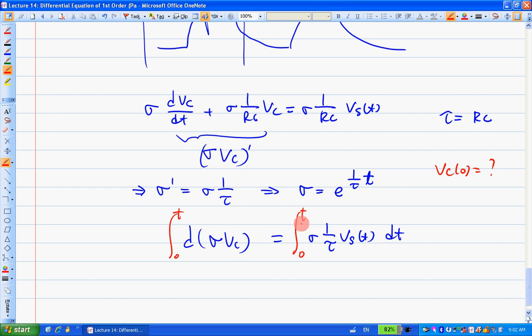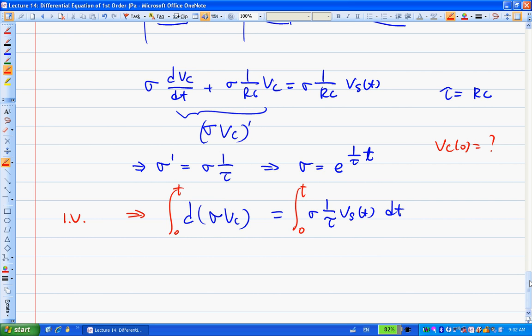And we integrate to t, so we're interested in a general response at any time in the future beyond 0. Right? So that's why we integrate to t. Okay? So this is another way of solving an initial value problem.